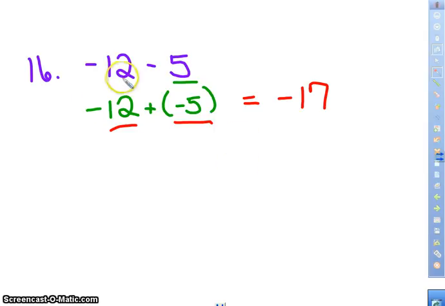Okay, now once again, I want you to look at this. First number stays the same. Subtraction to addition. The second number changes to the opposite, so whatever the sign is on there, I'm changing it to the opposite sign. So since it's a positive 5, it's going to be a negative 5.